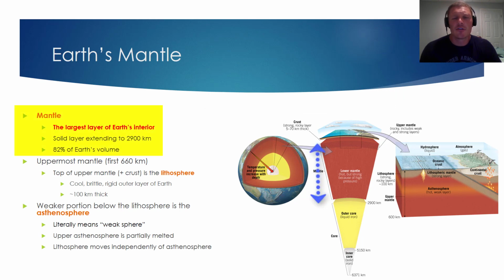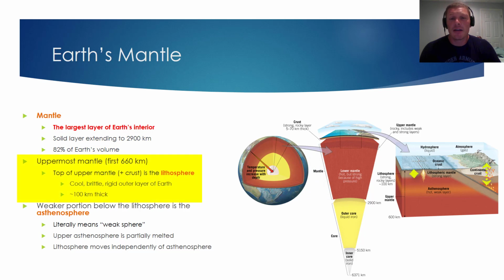Now let's shift our attention to Earth's mantle, and the mantle is the largest layer of Earth's interior. The mantle is a solid layer, and it makes up 82% of Earth's volume. At this point, we're going to consider two segments of Earth's interior that you probably already know, but they're extremely important and worth re-emphasizing. The lithosphere is defined to be the uppermost mantle in the crust, and the lithosphere is the cool, brittle, rigid outer layer of Earth.